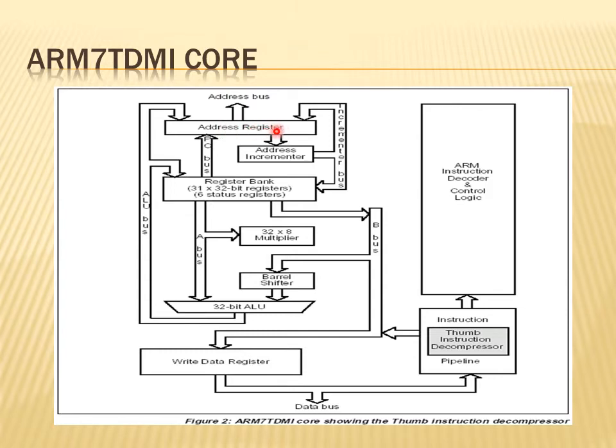Now, of course, the memory is available over here. There is an address bus through which the core addresses the memory locations, so an address register is there. Whenever you are accessing memory locations, you need an address incrementer, so an address incrementer is there. The incremented address will be available over here to access the next memory location.